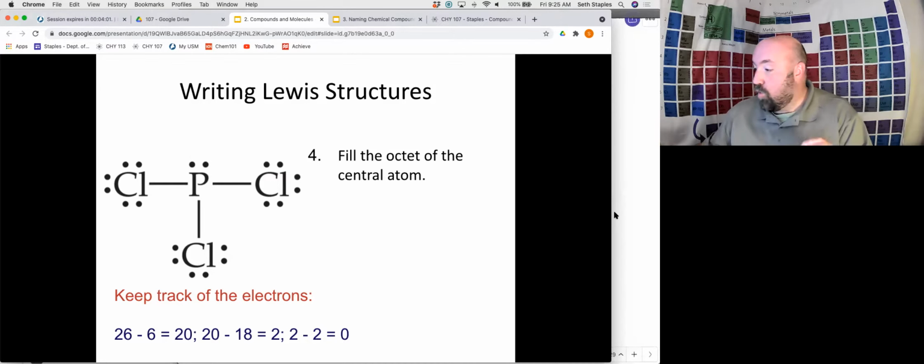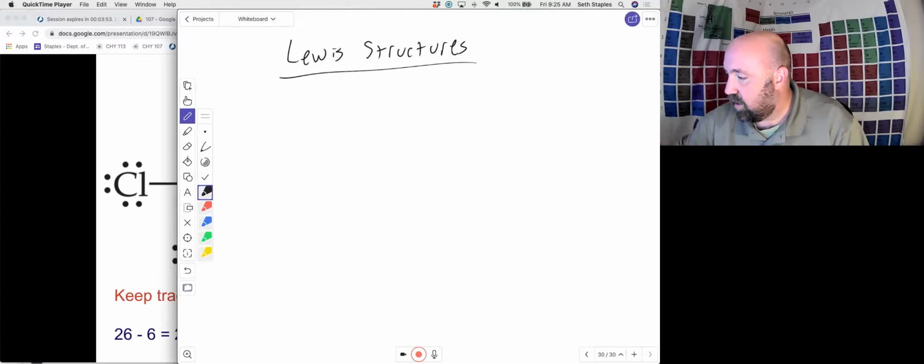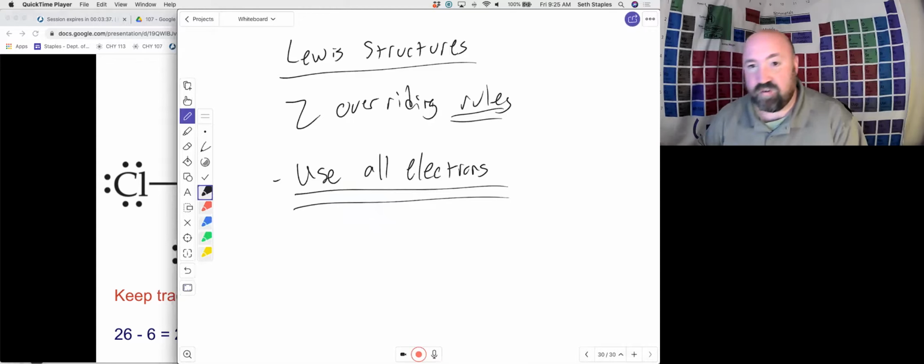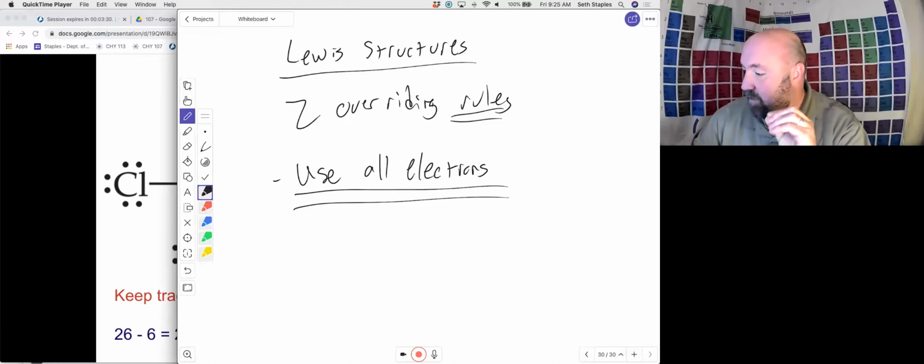2 overriding rules for Lewis structures. So when you're forming Lewis structures, when you're practicing with this, when you're doing this later on, we have 2 overriding rules that basically rule everything. 1, use all electrons. Make sure that you're doing your electron count and that you're placing all the electrons and only that amount of electrons.